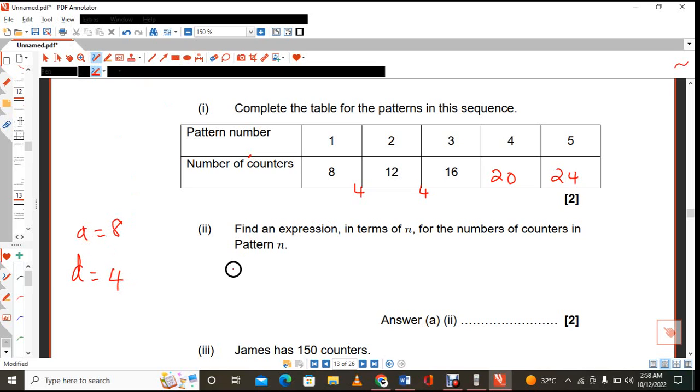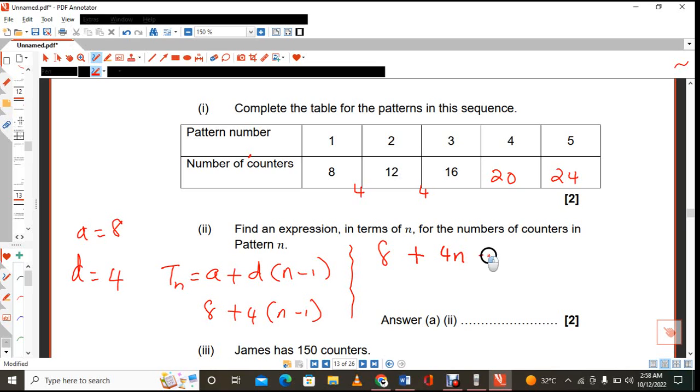So if you were to use the formula, you remember the formula T sub n equals a plus d in brackets n minus 1. So it's 8 plus 4 times n minus 1. So you go ahead and multiply out. That's 8 plus 4n minus 4. So this gives us nothing but 4n plus 4. 2 marks.